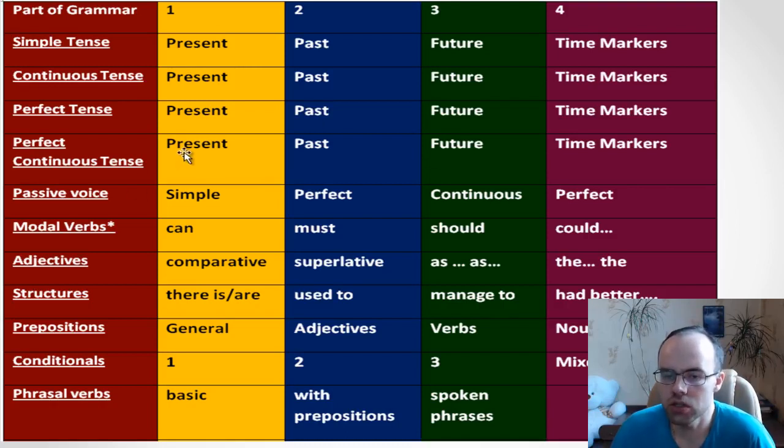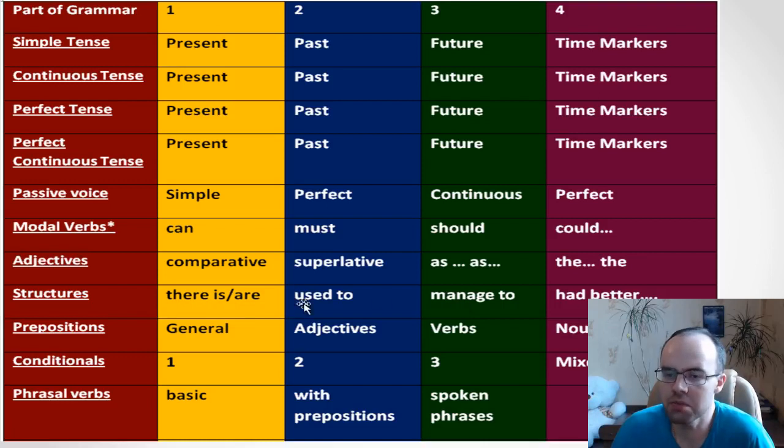Well, you also need to know more advanced grammar. I'm talking about passive voice and modal verbs, but not only in the present, but in the past as well. If you look at adjectives, you need to know comparative and superlative forms. And English grammar is also about English structures. You need to know lots of English structures. Really, it's the best way to proficiency, to fluency, and it will help you a lot.